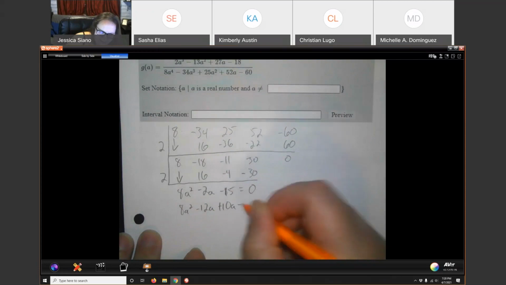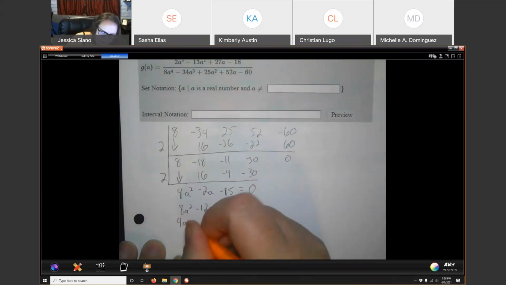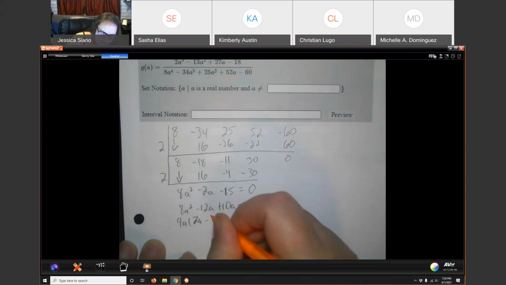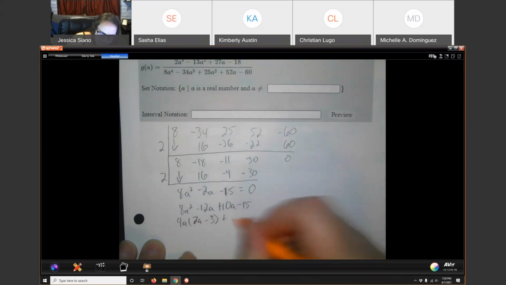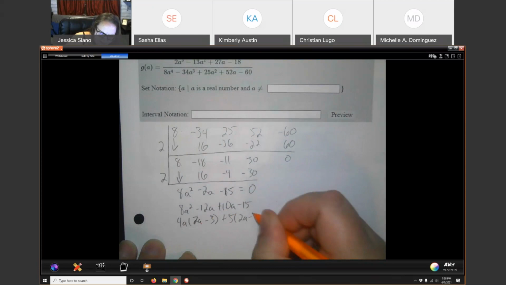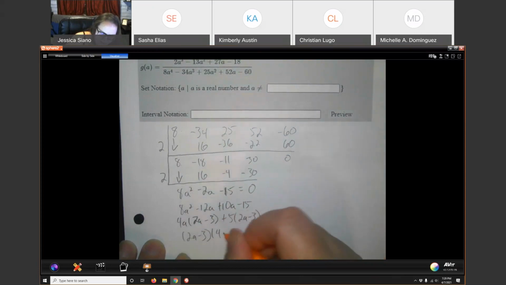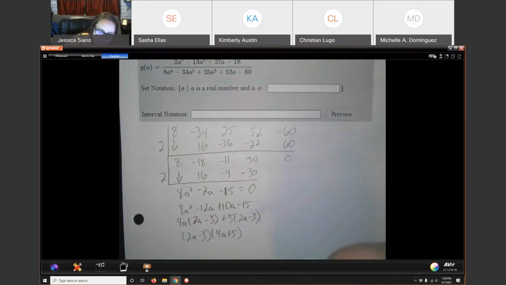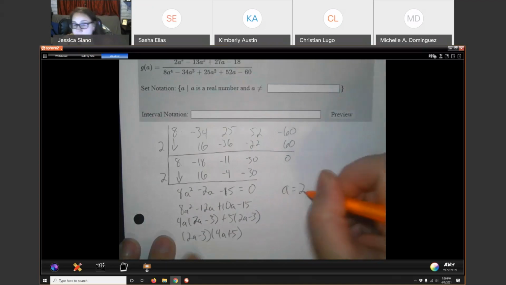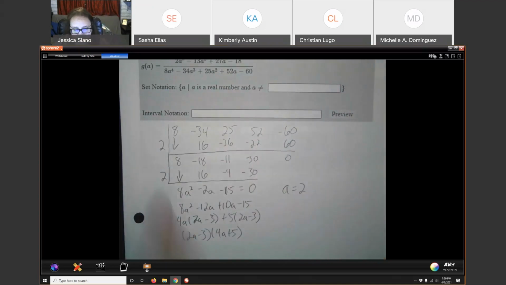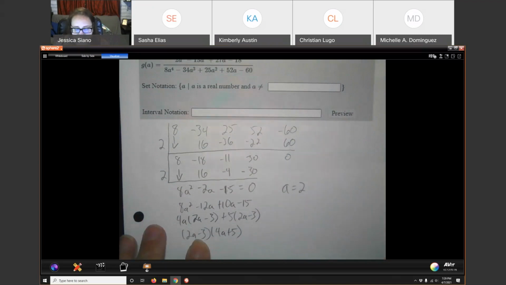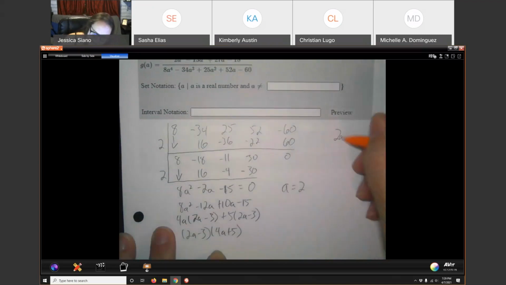plus 10a. And so then I could GCF out 4a, 2a minus 3. Here I could GCF out 5, 2a minus 3. So I have 2a minus 3 and 4a plus 5. So now my zeros are 2, which we knew from the graph. If I set 2a minus 3 equal to 0 and solve, 3 halves.